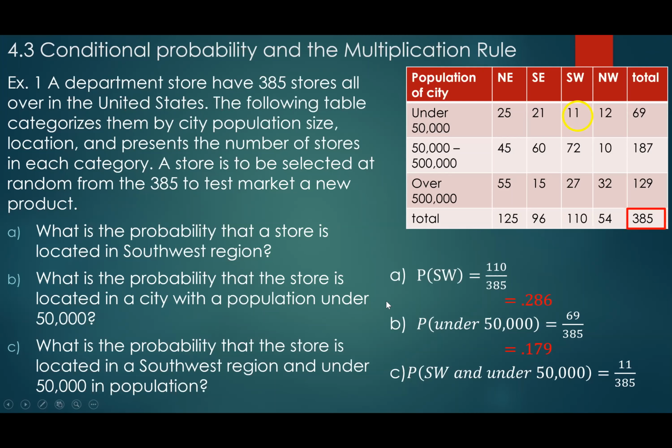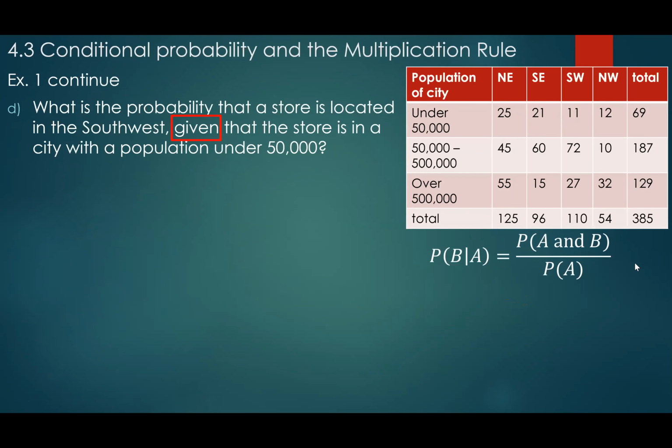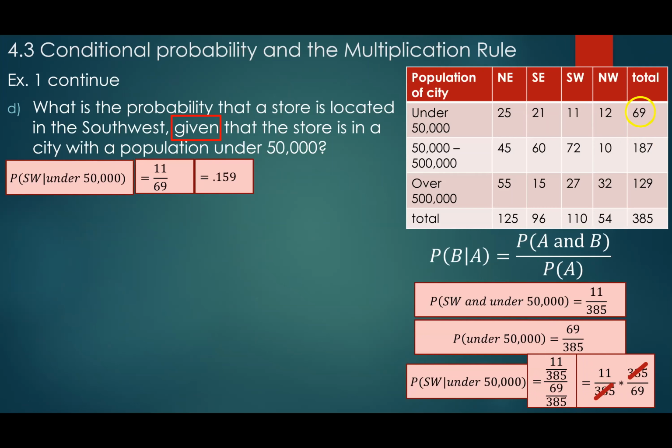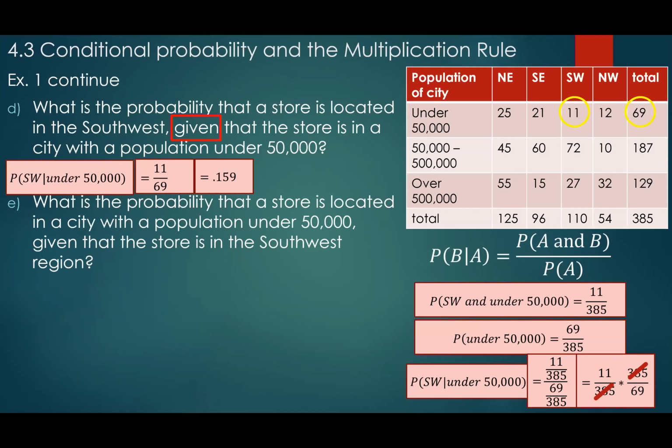Okay, but again, instead of using this formula right here, I told you to just ask yourself, what is after the word given? Whatever is after the word given, that's your new denominator. And now the joint of the two items is where the southwest crosses the under the 50,000, which is the 11.